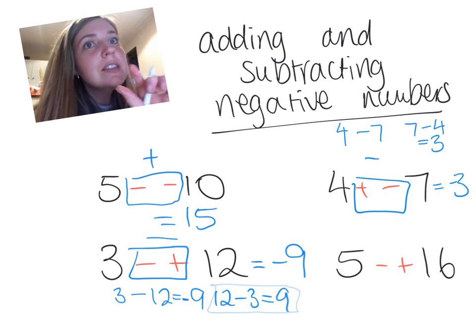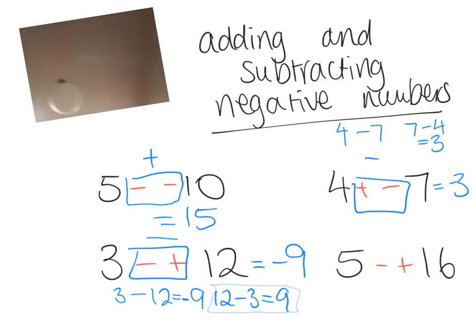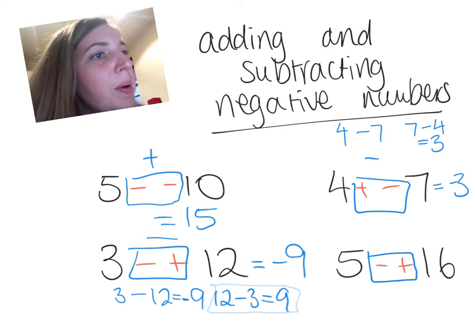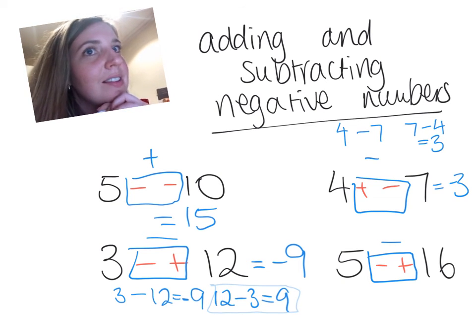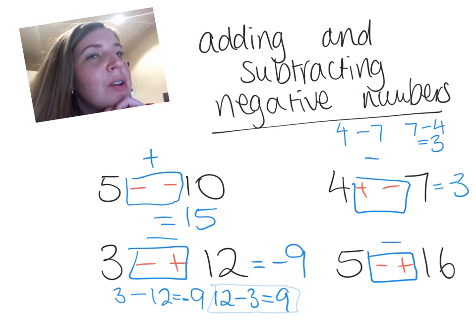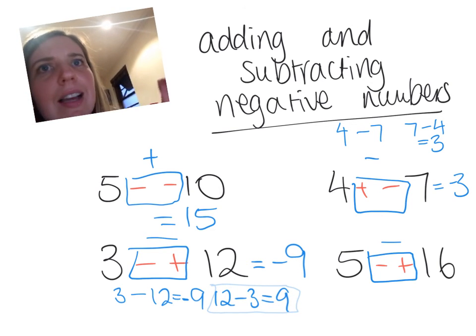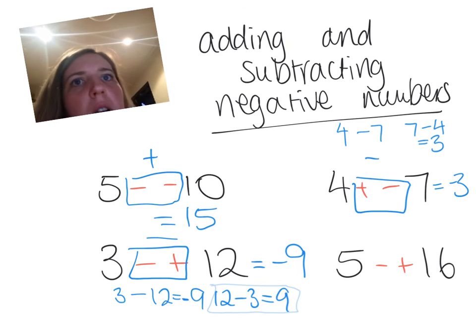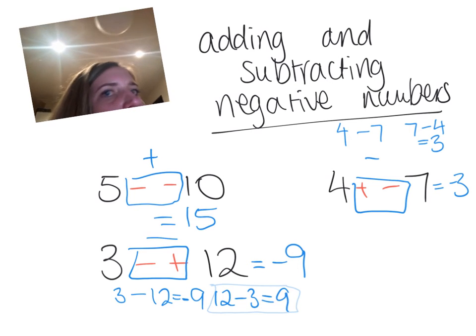So you just need to know the difference between the two numbers and put a negative symbol in front of it. Last one. 5 take away positive 16 turns into 5 take away 16. So, you know what, actually, I'm going to cross this out because I've done 2 examples that are like that. They're exactly the same. What I'm going to do is this. Oh no, pen, work. I'm going to show you something else.